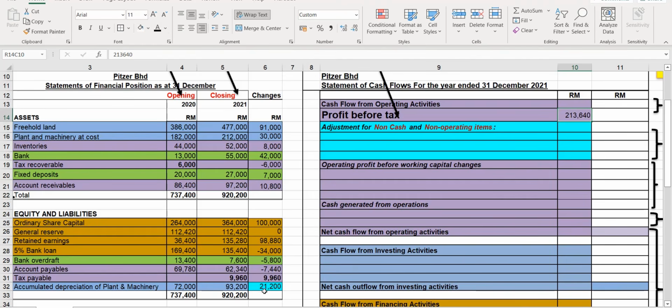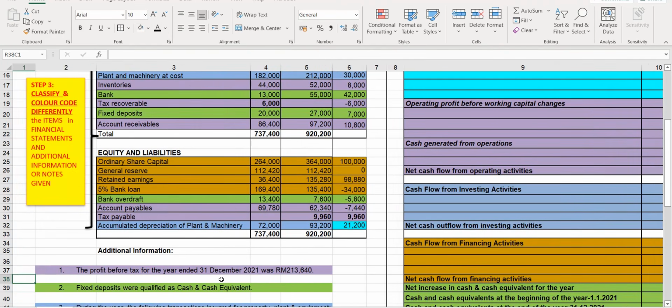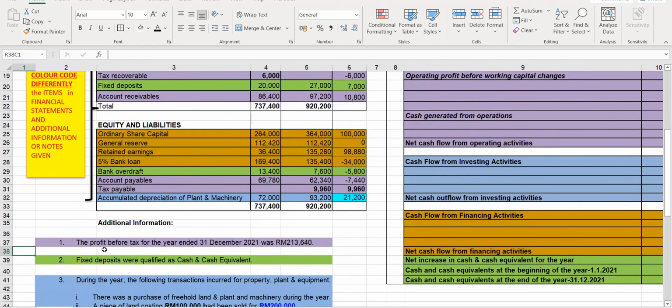You just take that figure from the additional information. In some questions, you may notice that this is not given directly and you can work it out. I have a few videos that show how to actually derive the profit before tax. Number 2, fixed deposit. We have already done with that.